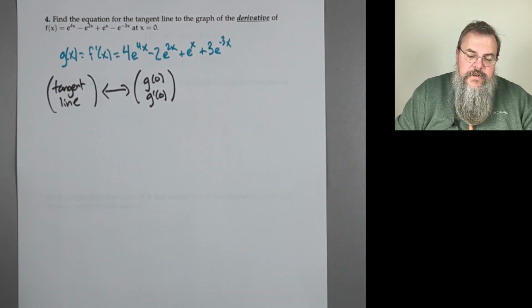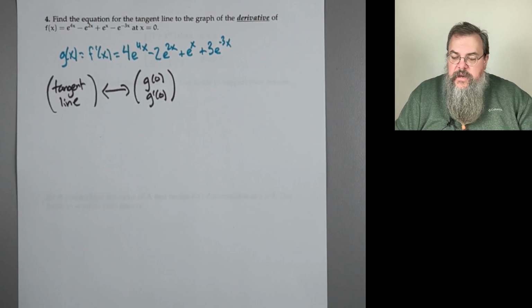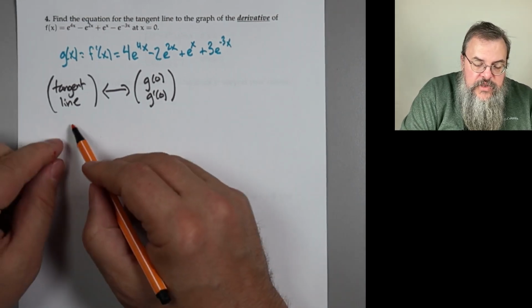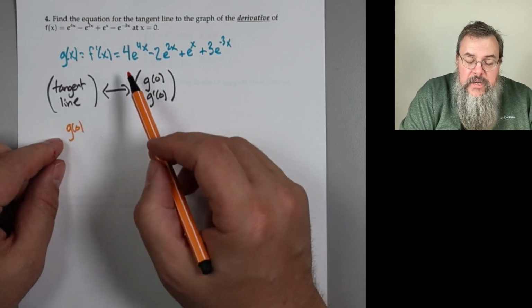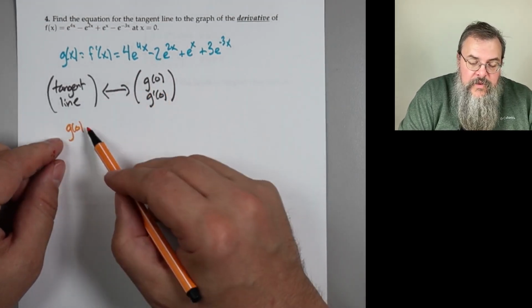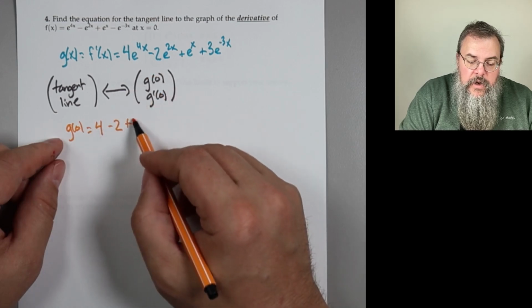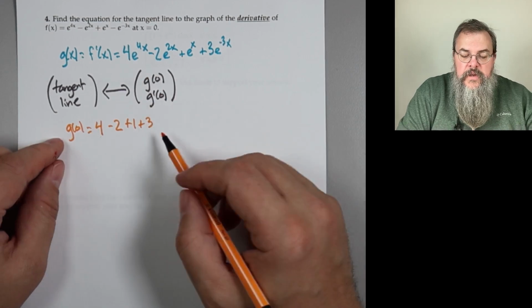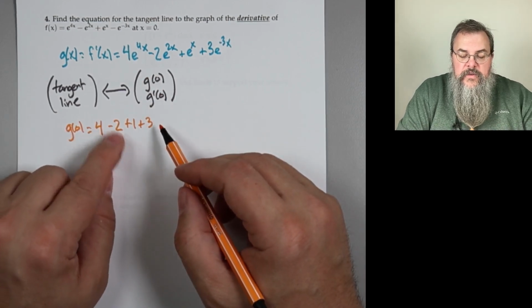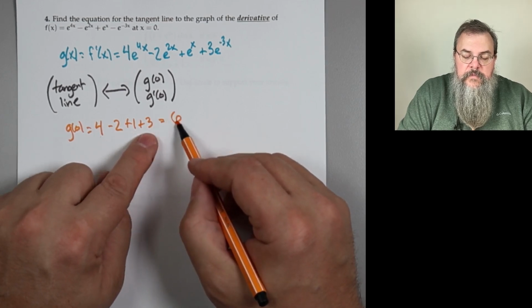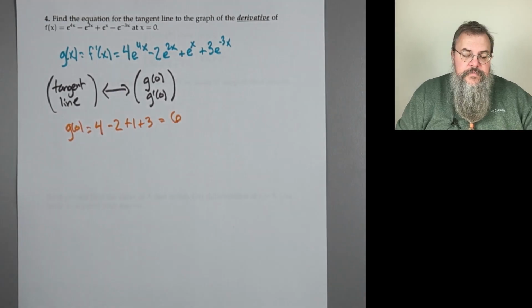So we say, all right, no worries. We have g of x, so we plug stuff in. Let's plug in 0. So we have g of 0. Now, e to the 0 is 1. So we're going to get 4 minus 2 plus 1 plus 3. Well, 4 minus 2 is 2, plus 1 is 3, plus 3 makes 6. Okay, that's g of 0.